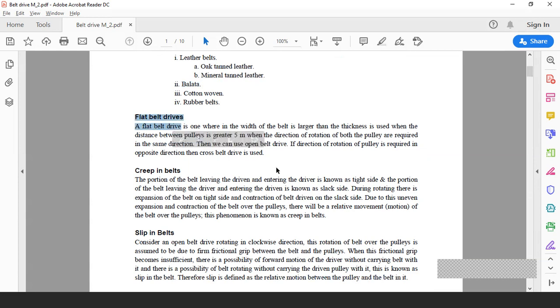It has a rectangular cross section where the thickness is very small as compared to the width, and the center distance between the driver and driven is more. Here there are two kinds of belt drives that we come across: open belt drive and crossed belt drive. Open belt drive is to be used whenever the direction of rotation of both the pulleys is the same, that is clockwise rotation for the driver and clockwise rotation for the driven. In case the driver and driven are to rotate in opposite directions, the crossed belt drive is preferred.